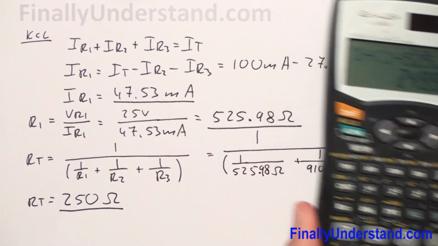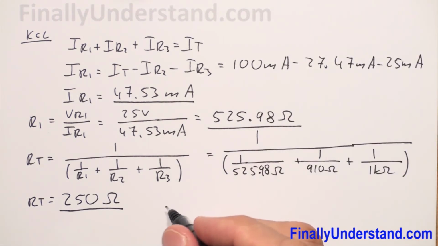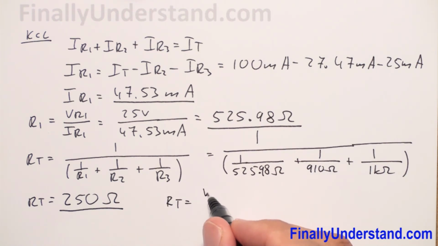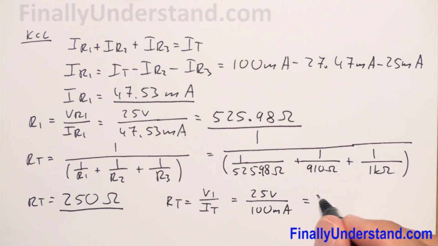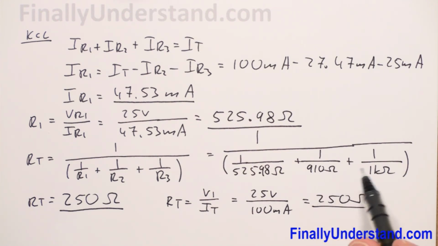In order to verify that our answer is correct, I'm going to find R total in a different way. R total is also equal to V1 over I total. V1 is equal to 25 volts over I total, which is equal to 100 milliamps. This is equal to 250 ohms. As you can see, these two values are identical, so it means that our solutions are okay. So we can say that the problem is solved.